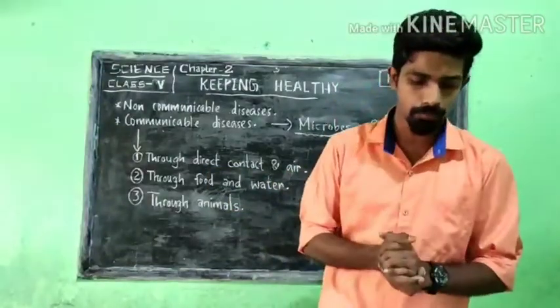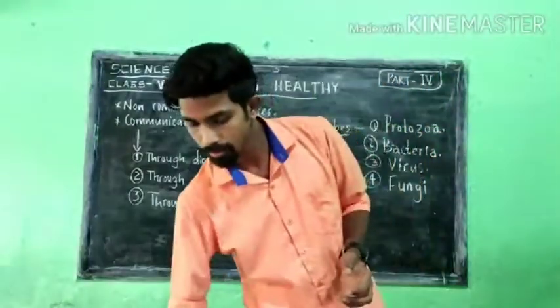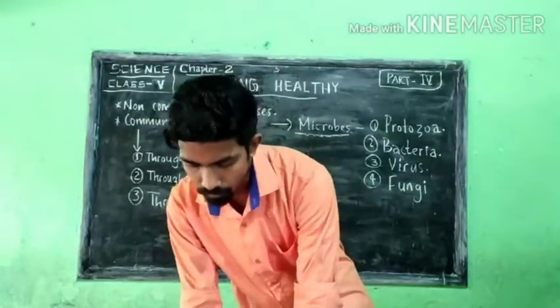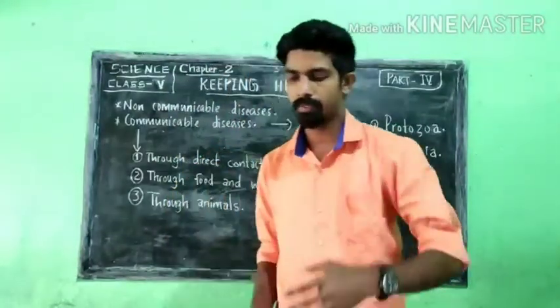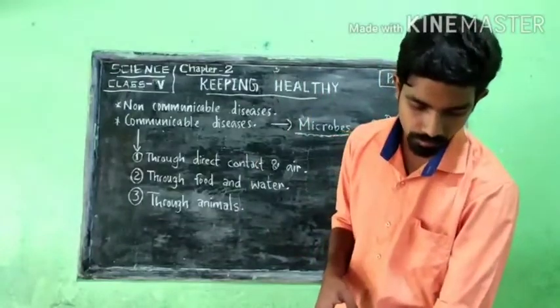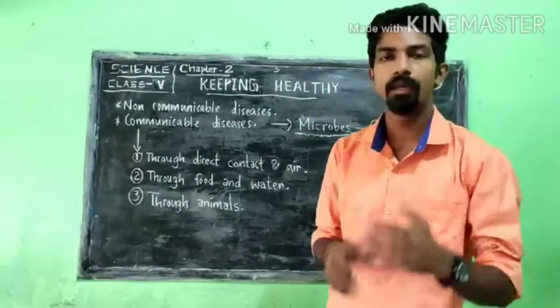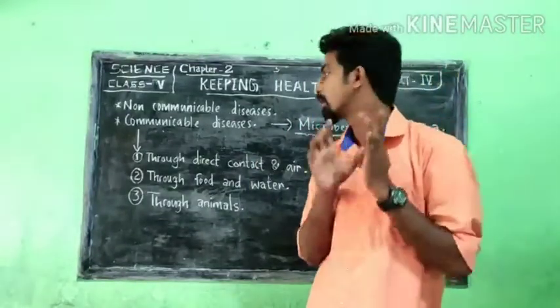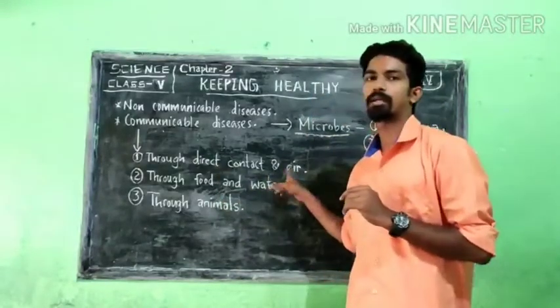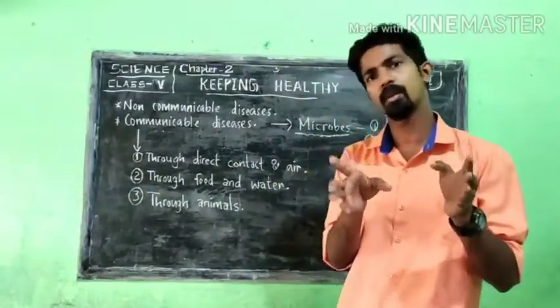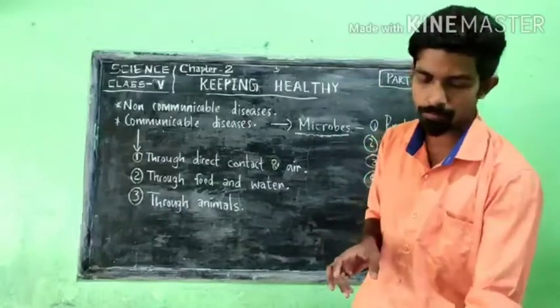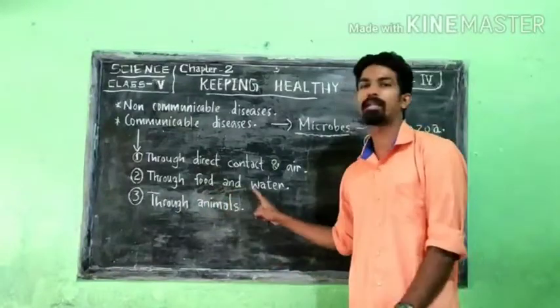Then the second one. Different diseases are there. They spread through direct contact, like common cold, fever, etc. And diseases like TB, tuberculosis, etc. are also spread through direct contact and air. A simple example is the common cold, that is best. The second one is through food and water.